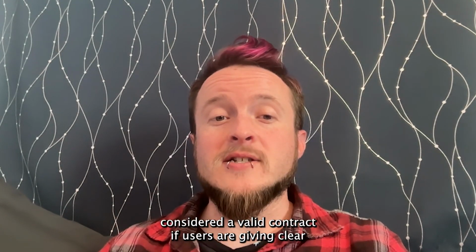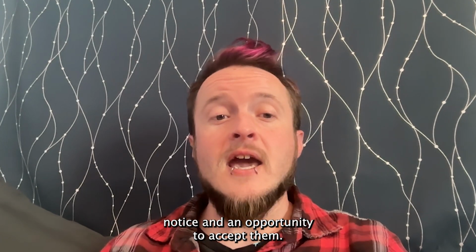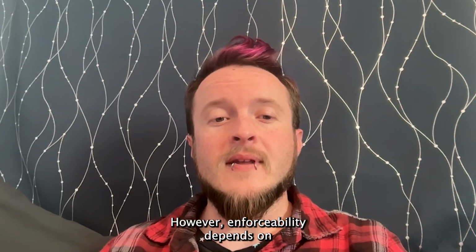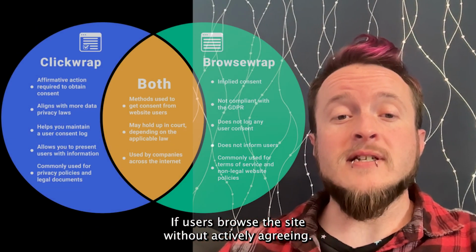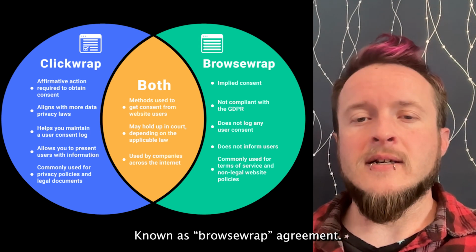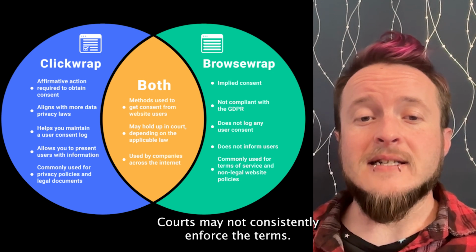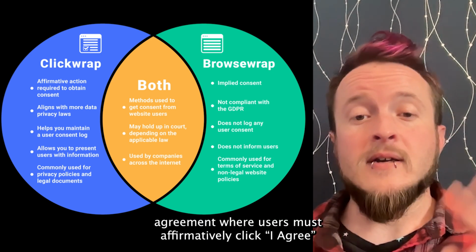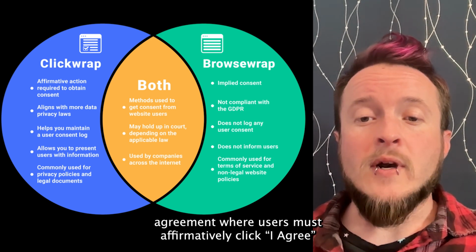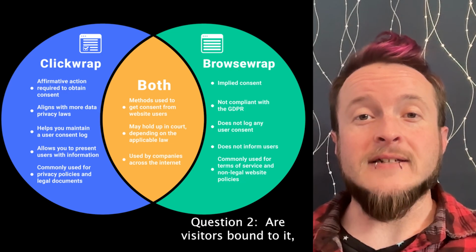Priceline.com's terms and conditions are generally considered a valid contract if users are given clear notice and an opportunity to accept them. However, enforceability depends on how users are made aware of these terms. If users browse the site without actively agreeing, known as a browse wrap agreement, courts may not consistently enforce the terms. Stronger legal protections come from a click wrap agreement, where users must affirmatively click I agree before proceeding.